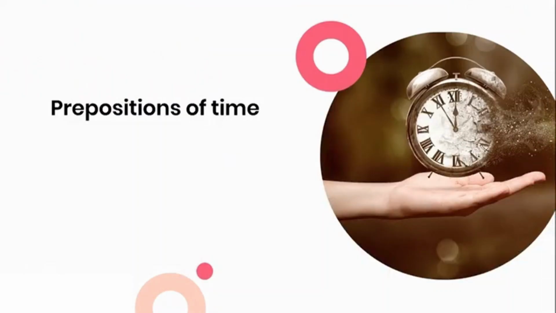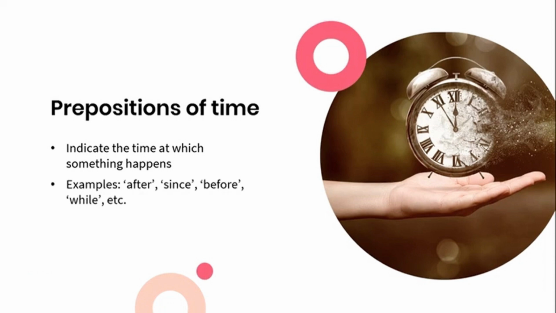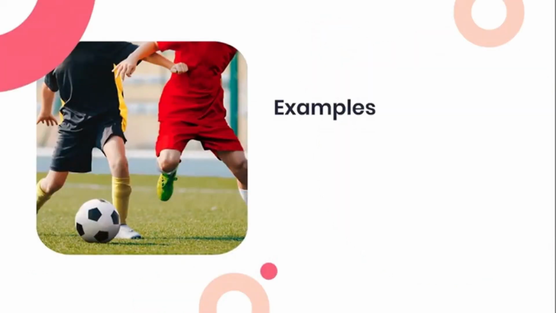Next, we have prepositions of time. These prepositions indicate the time at which something happens. For example, after, since, before, while, and so on. Let's use some of these in a sentence.